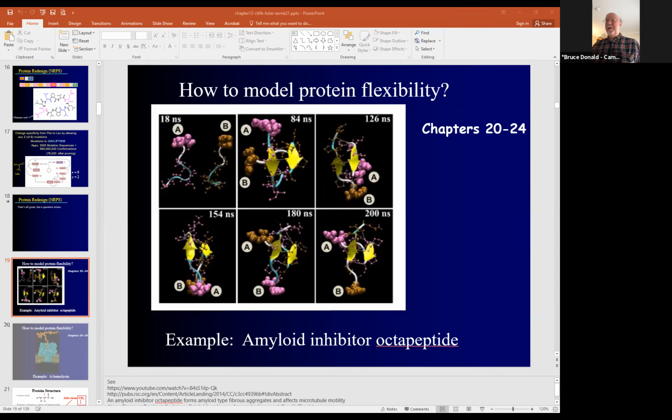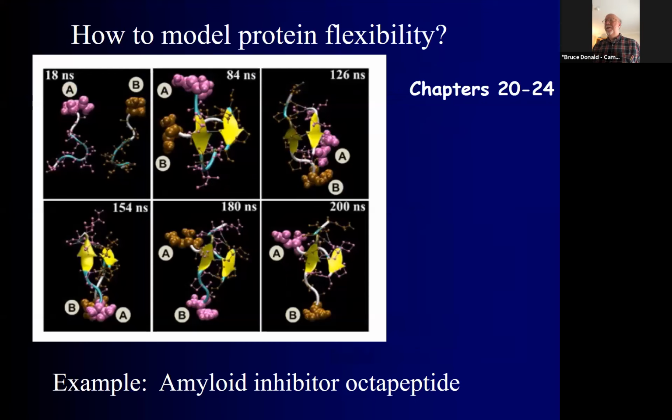All right, let's go to our slides again. All right. Is it amyloid peptide? All right.